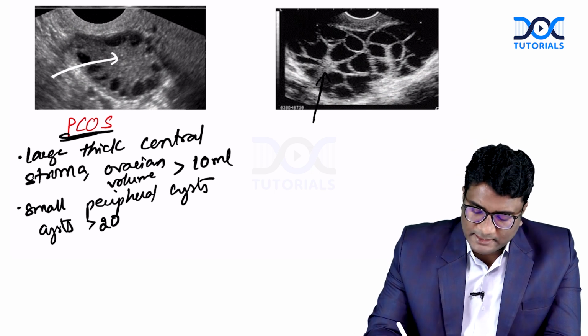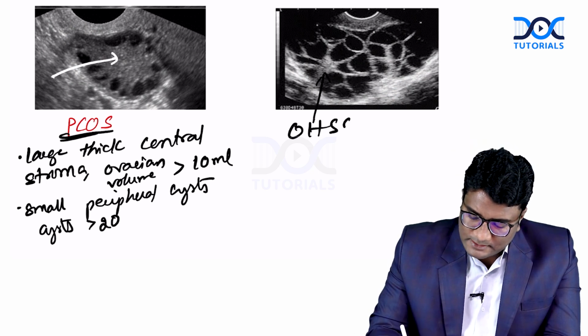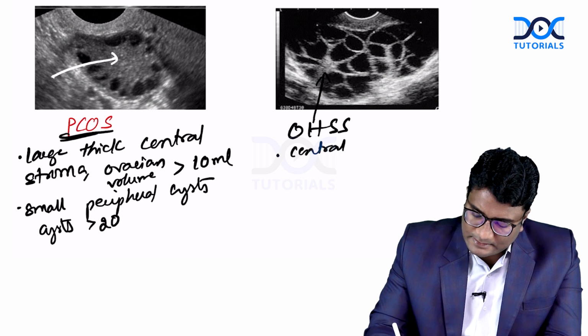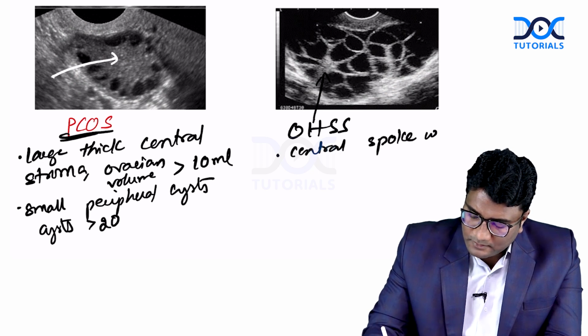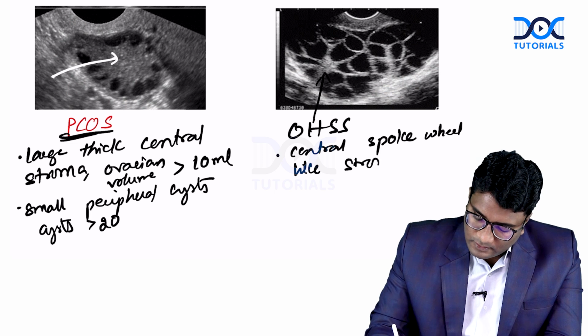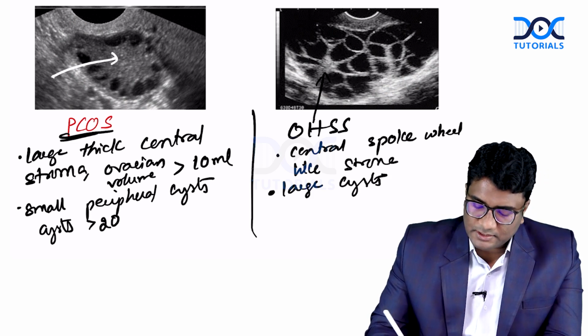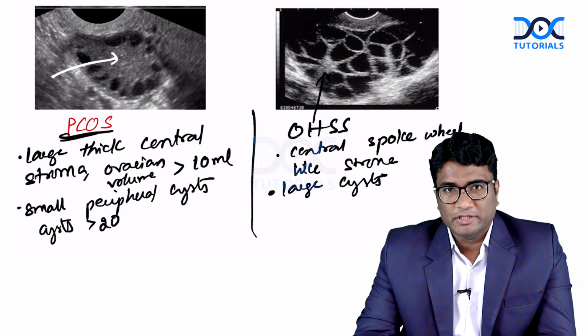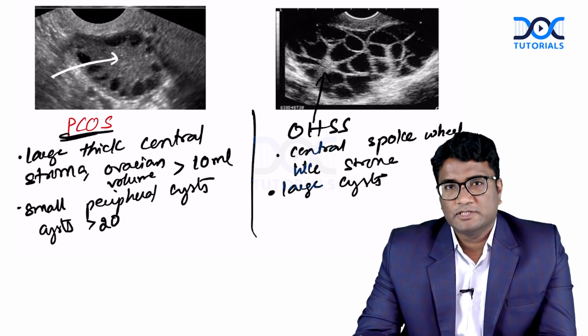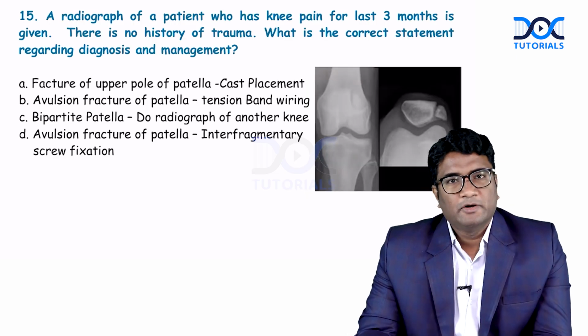A spoke wheel like stroma, this is OHSS, central spoke wheel like stroma, right? With large cysts, not small cysts. That is OHSS, right? So that is how we differentiate on the imaging also, which is PCOS and which is OHSS, right? Now, look at the next question here.